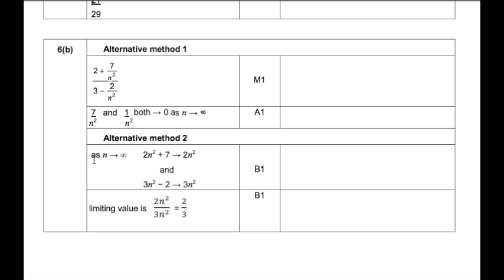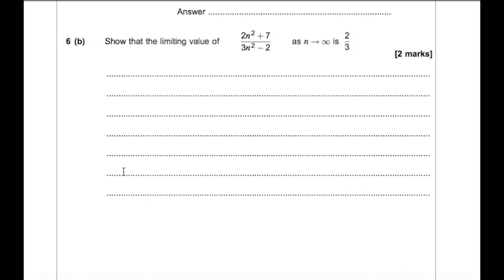The other method is a bit more like our hand wavy explanation, where we say as n tends to infinity, 2n squared plus 7 tends to 2n squared, because the 7 becomes insignificant. And similarly for the bottom one, so the limiting value is just going to be 2n squared over 3n squared, which is 2/3. So just be careful with a show that, you have to do more than just quote what the limiting value is, because they've already told it to us in the question anyway.